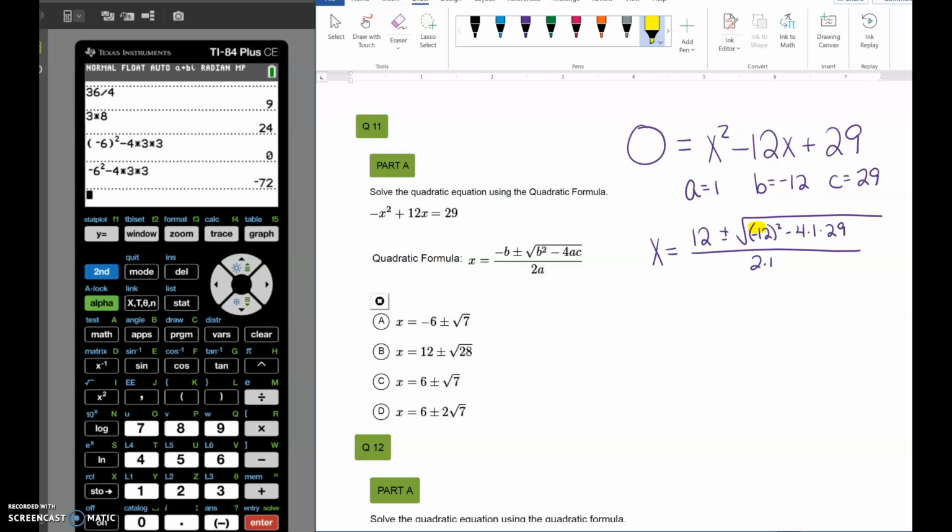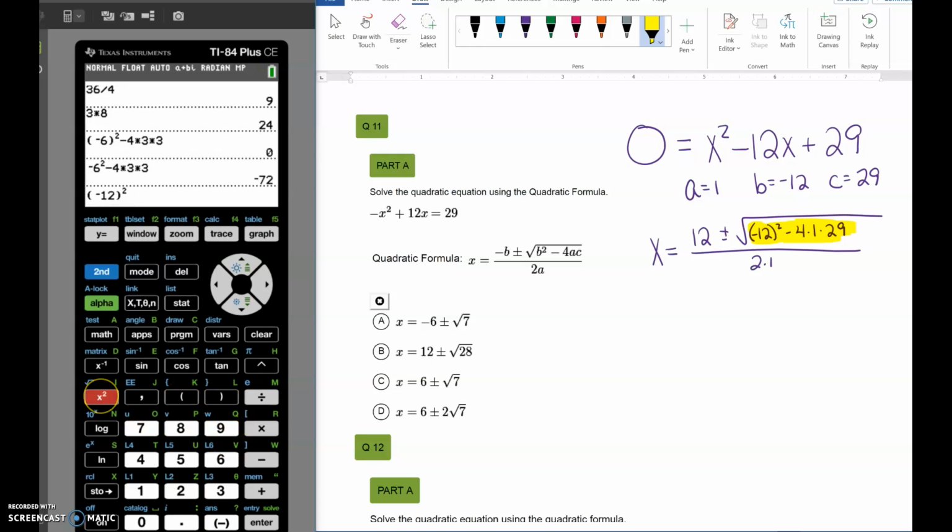Okay, once again, I have a negative number that I have to square. Anytime you are squaring a negative number, use parentheses. Negative 12 in parentheses squared minus 4 times 1 times 29, 28.